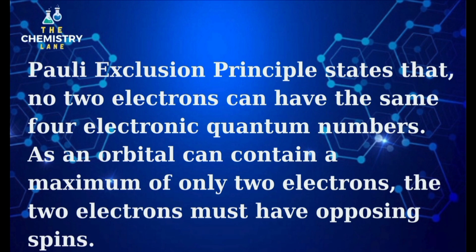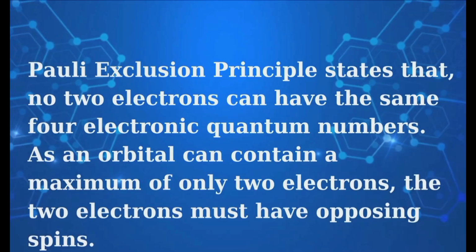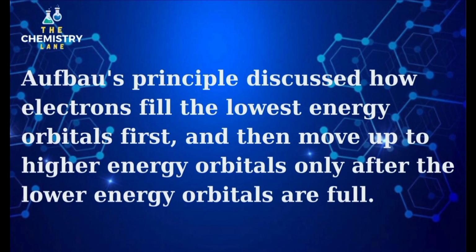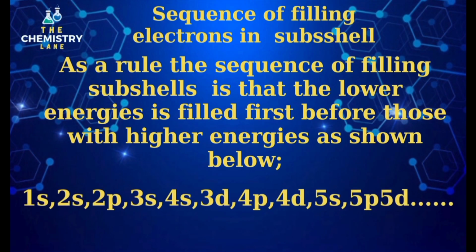Then we look at the third rule. The Aufbau principle discusses how electrons fill the lowest energy orbital first and then move up to higher energy orbitals only after the lower energy orbital has been filled up.